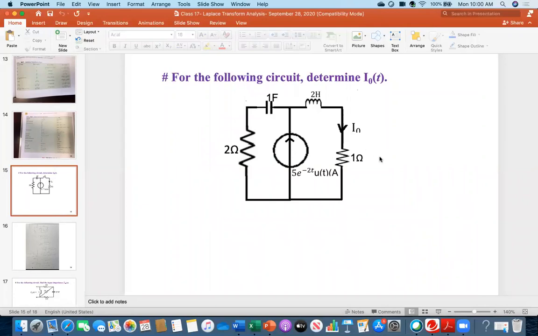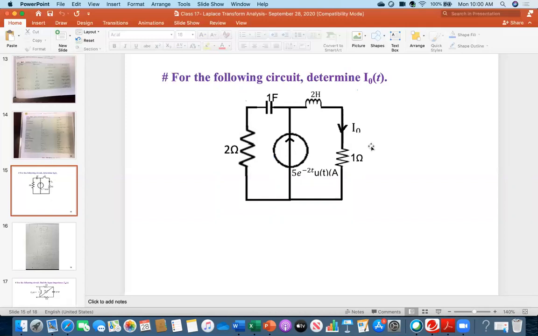What you will do is apply the current divider rule. This current is going at this point, something is going this way, which is i naught, and something is going through this other branch. Your goal is to find i naught. So this is the total current multiplied by this one, divided by this plus this plus this plus this. That will be your i naught. Then you are done.